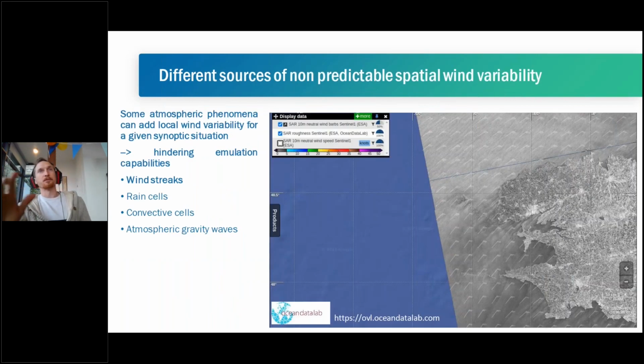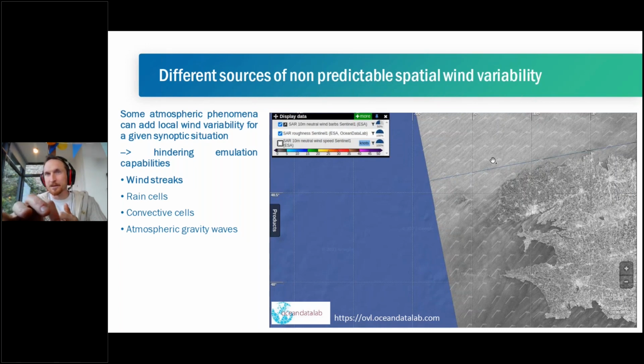But before jumping to the results of the site, just to introduce a few different sources of issues that can hinder the emulation capabilities, because I'm going to illustrate a few images of some atmospheric phenomena that can add some local wind variability for a given synoptic wind situation. These illustrations are extracted from the OVL platform made available by Ocean Data Lab. And we are illustrating several kinds of phenomena: wind streaks, rain cells, convective cells, atmospheric gravity waves.